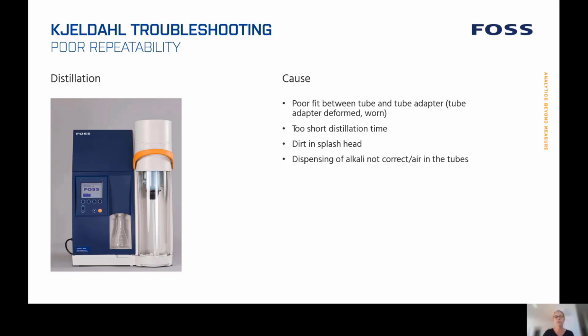Can also be the dispensing of the alkali, it's not correct, that you have got air in the tubes. If you have changed the alkali tank, it could be that you get air in the tubes, and that could be a reason for poor repeatability.